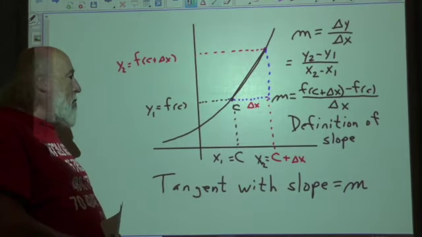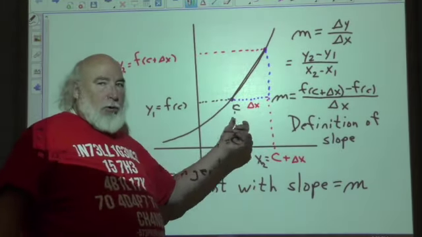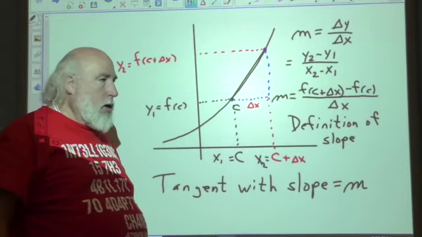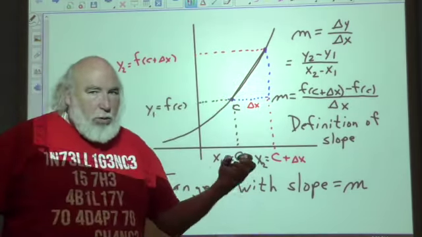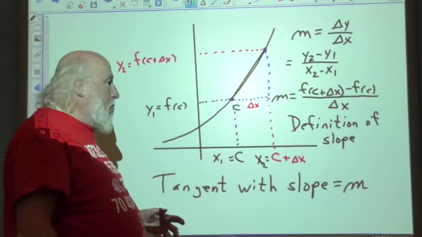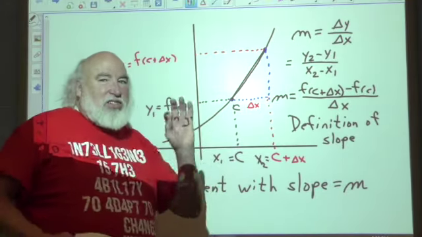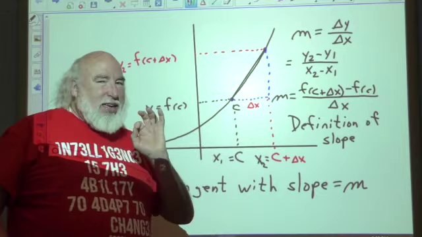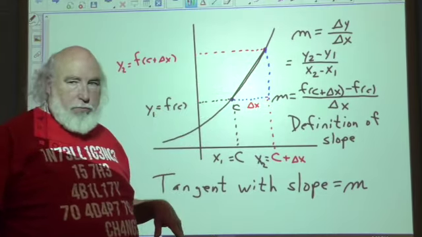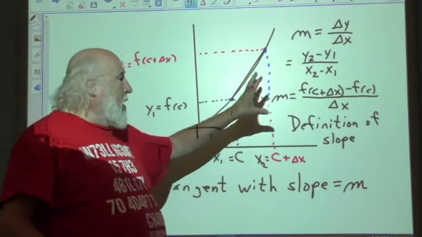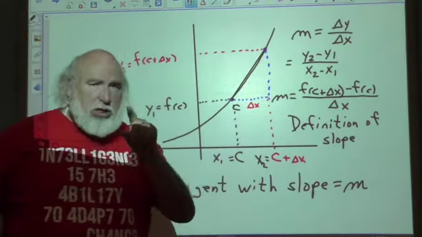So if we can figure out a way to make this delta x approach 0, because they're going to be right on top of each other, so it's basically 0 for all practical purposes, this is going to be giving us exactly, not approximately, exactly the slope at any point on a curve. By using manipulation of algebra in functions, you'll see what I mean by that.